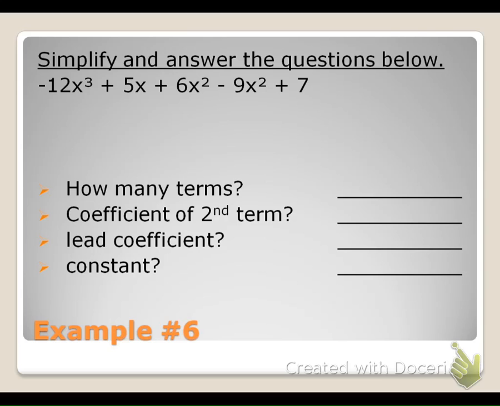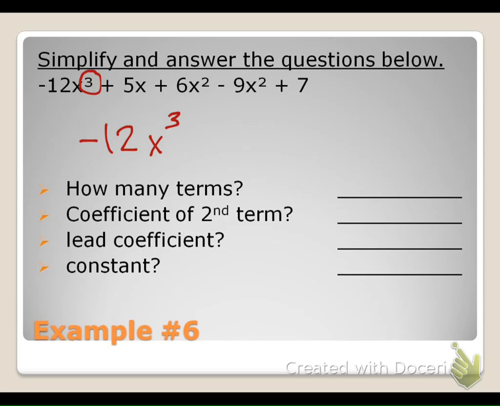All right, for example 6, the directions say simplify and answer the questions below. How do I simplify something like that? Put the like terms together. Good. And there's always a special order we like to use. Does anyone remember what it is? 3, 2, 1. Good. You go from biggest exponent to littlest exponent. We call it descending order. So I want anything with an x to the third to be in the front. Looks like there's only one term with an x to the third, so we're going to keep it.